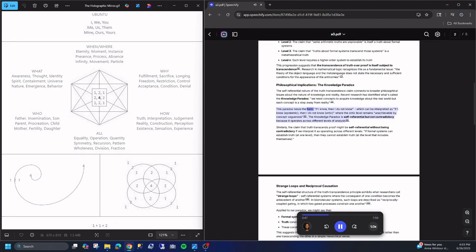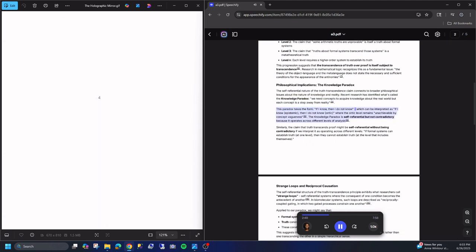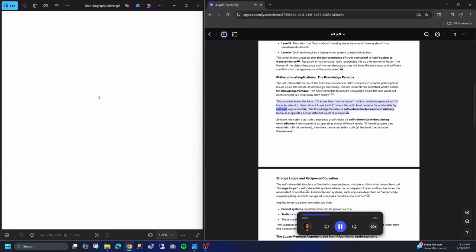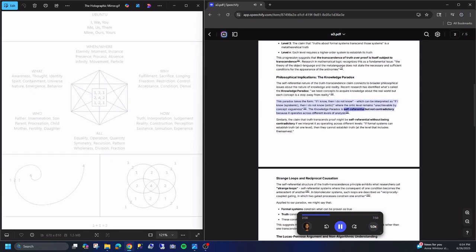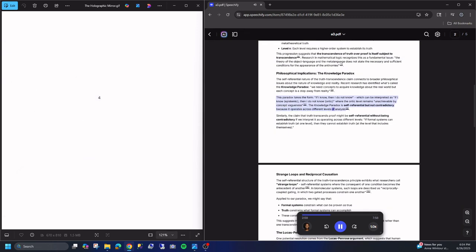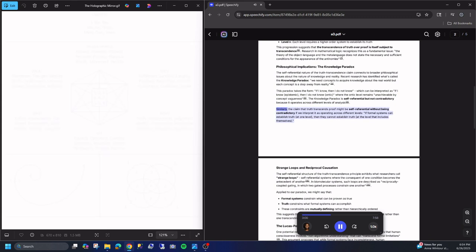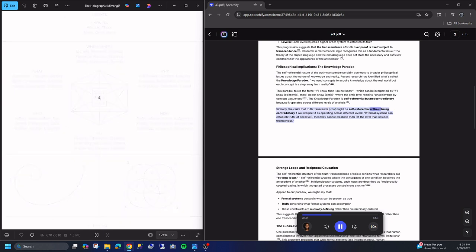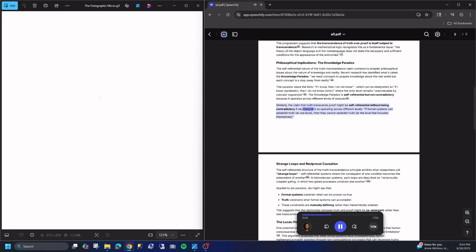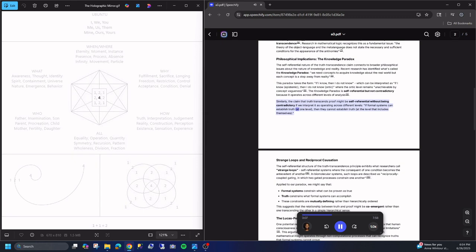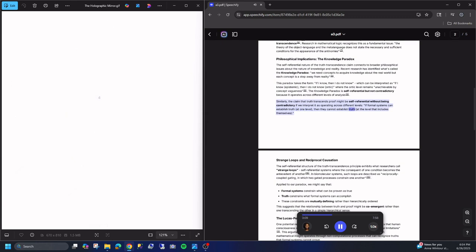This paradox takes the form: if I know, then I do not know, which can be interpreted as: if I know epistemic, then I do not know ontic, where the ontic level remains unachievable by concept vagueness. The knowledge paradox is self-referential, but not contradictory, because it operates across different levels of analysis. Similarly, the claim that truth transcends proof might be self-referential without being contradictory if we interpret it as operating across different levels. If formal systems can establish truth at one level, then they cannot establish truth at the level that includes themselves.